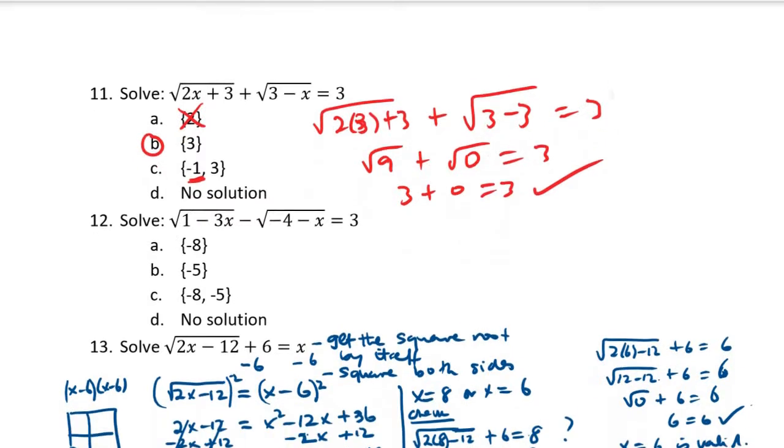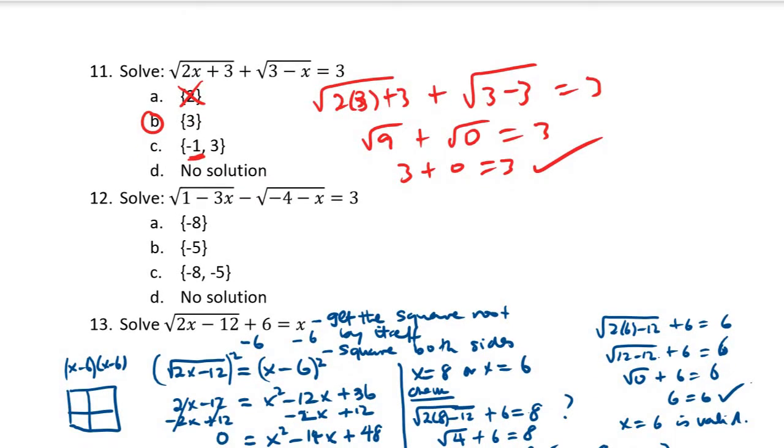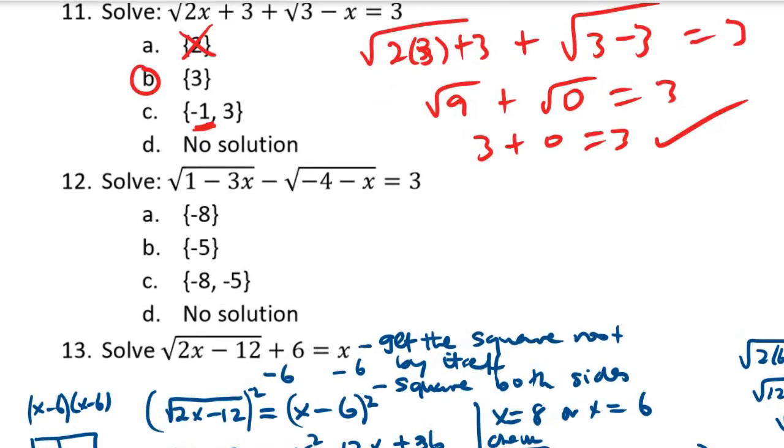Now, go to the other one, number 12. We have to plug in negative 8. So let's do it mentally. 3 times negative 8 is negative 24, so 1 plus 24 is 25. So that will be the square root of 25 minus the square root of 4. Is that equal to 3? Let's see what happens. The square root of 25 is 5, and 5 minus 2 equals 3. That is correct. So negative 8 is correct.